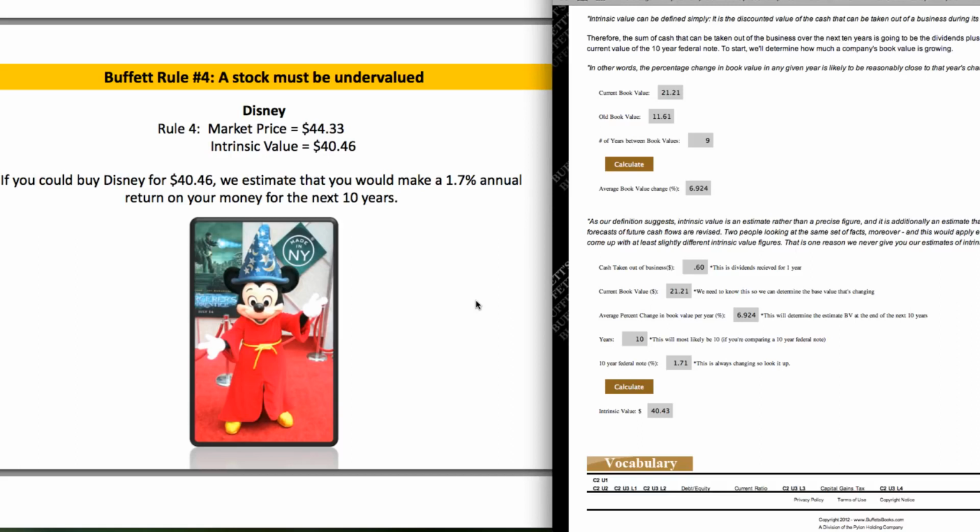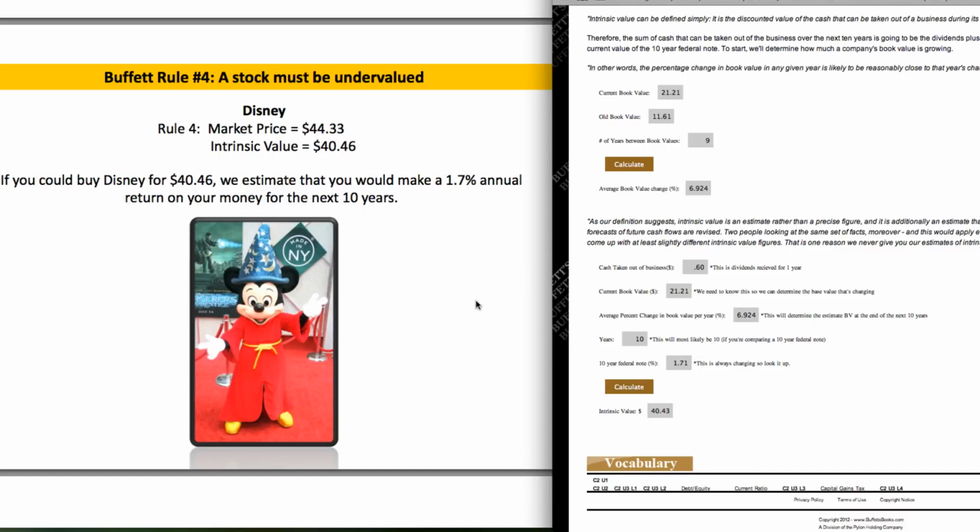It's trading for even higher than that. It's trading for $44.33. So that means you're even going to get a worse return than the 1.7% over the next 10 years if you would buy it at that current market price. To answer the question here, is Disney undervalued? The answer is no, it's not undervalued. It's actually overvalued. So although Walt Disney Company had checked out on the first 3 rules, when we came to the 4th rule, was the company undervalued?